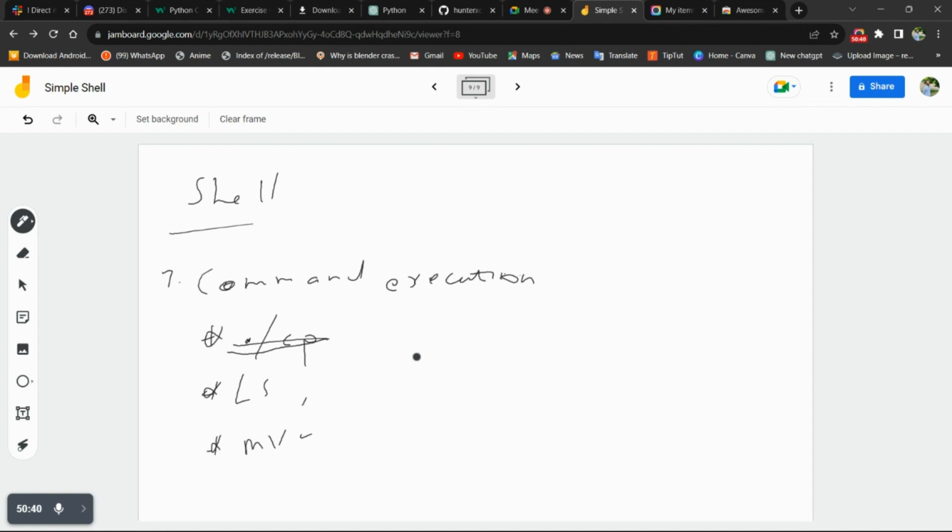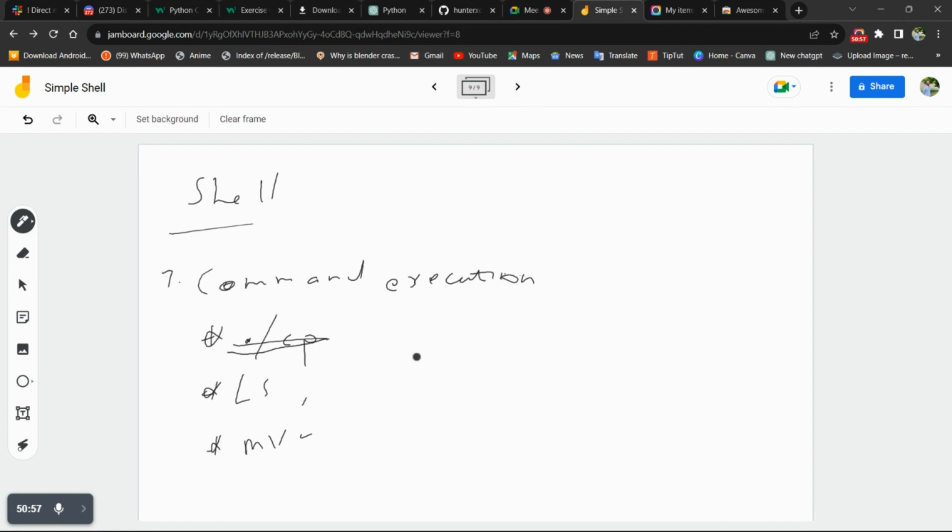Let me summarize everything there. Commands are basically binary files in the operating system. And the shell communicates with the operating system. They work hand in hand. The shell goes to the operating system and asks, "Hey, operating system, do you have any program called ls? Do you have any program called mv?" What the user sees is a command.